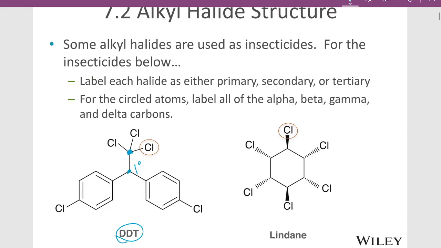Alright, and so we want the alpha. This is the alpha carbon to that chlorine. This is beta. Okay, this is gamma. And the delta would be here or here. Okay, and same thing going the other way. And so next we have this carbon bearing the chlorine. This is secondary. It's got 2 other carbons attached. Okay, and so we've got alpha, beta, and gamma, and then delta would be here. So right, so delta. All right, so going to the right, the other thing going to the left.